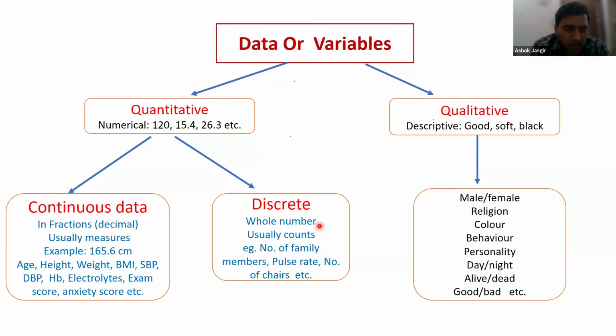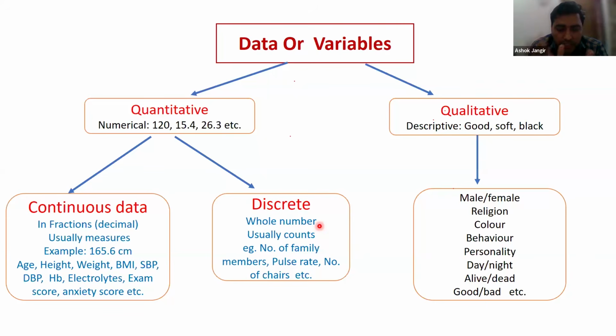For example, age, height, weight, BMI, systolic BP, diastolic BP, HB, electrolytes, exam scores, anxiety score, depression score, time, distance. So we can present these data in fractions. These are called continuous data.